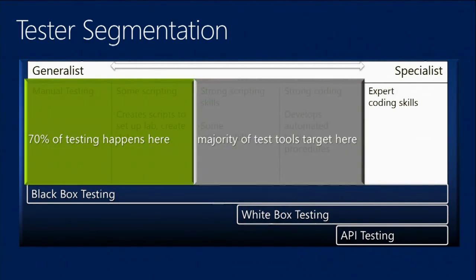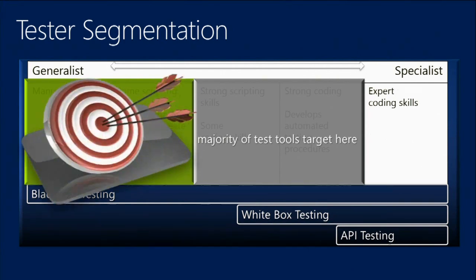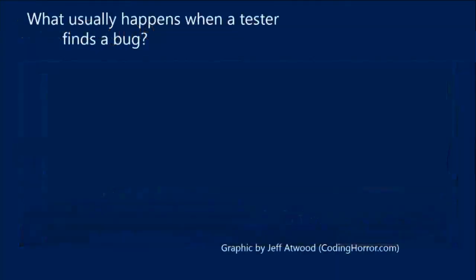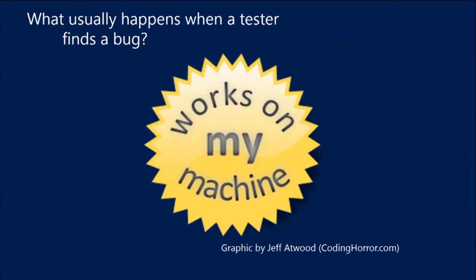But the problem is that most of the testing tools out there actually target the right end of the spectrum. How many different unit testing frameworks do we need? I mean, there's just a lot of different test automation tools out there. And so Microsoft really felt like we can serve the need here by coming out with a first-class set of tools for manual testers. Finally, this is a problem I think all of us can relate to, which is what happens when a bug is found by a tester. They take it to the developer, and the developer looks at them sideways and says, works on my machine.